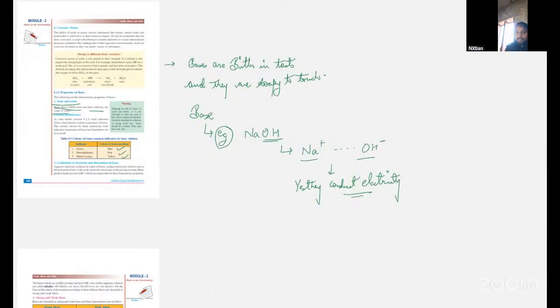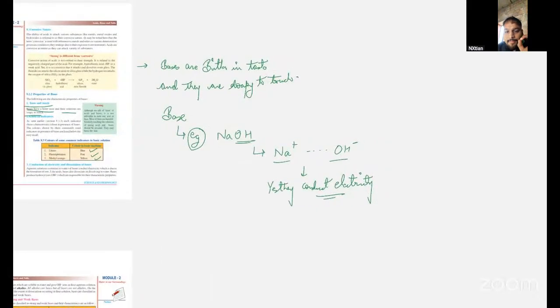Okay, guys, come back quickly. So we learned about the bases. They are bitter in taste and they are soapy to touch. They conduct electricity. When you add litmus solution into it, it will turn blue, phenolphthalein solution into pink, and methyl orange solution into yellow. We learned all this.